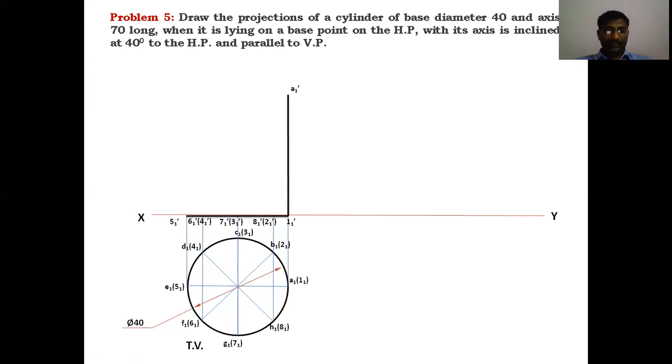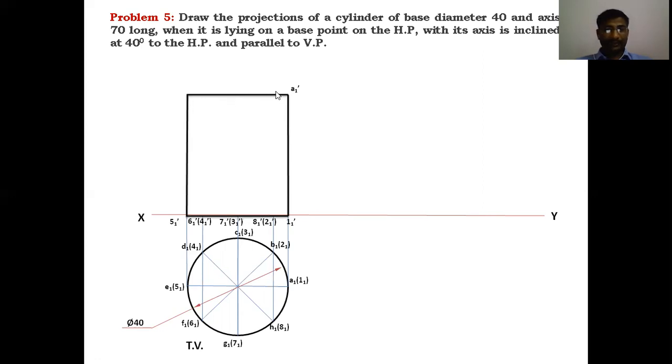Cylinder looks like a rectangle in the front view. Draw the perpendiculars to the base at a distance. How much is their length? Length is the axis length. Axis length is given as 70 mm long. So you should draw the lines from 1 1 dash and 5 1 dash to a distance of 70 mm. So it must be 70 mm. Locate these points and draw the top base. This is the top base.